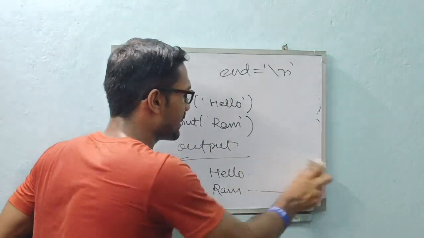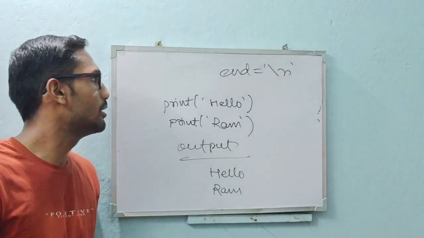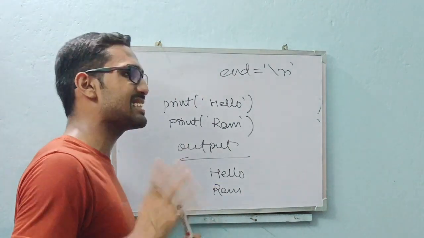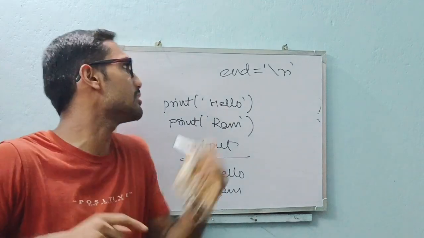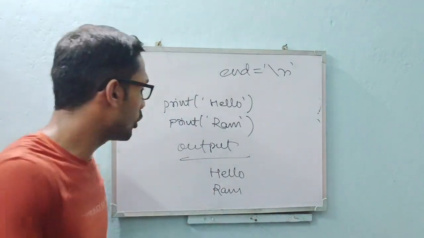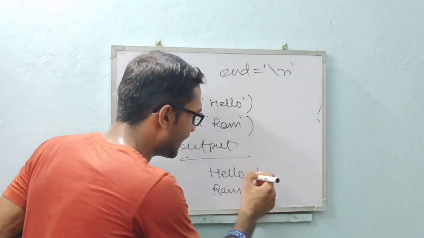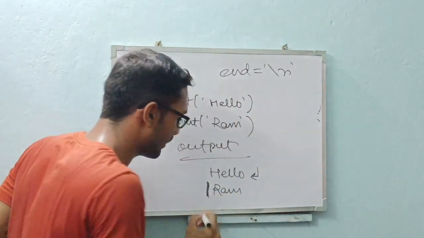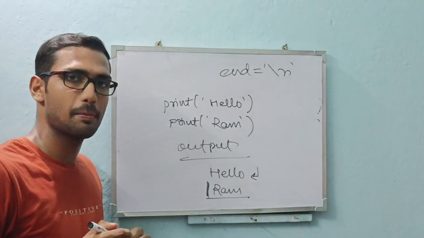This is an escape sequence. We will discuss this particular topic in an upcoming video, so no pressure at all. But what this \n does is it is simply the enter key on your keyboard. It is performing the same thing. After printing the statement hello, it creates an enter, so the cursor moves to the new line and it prints the second print statement.